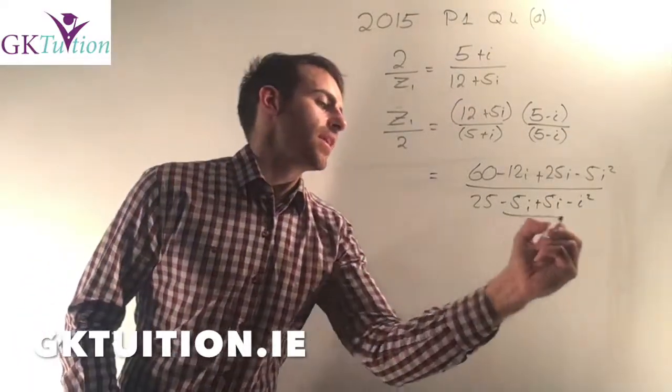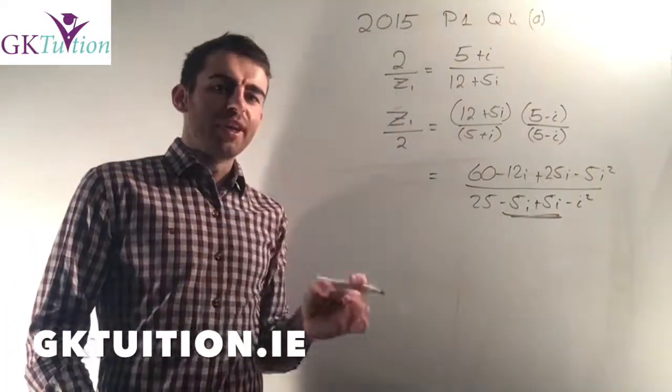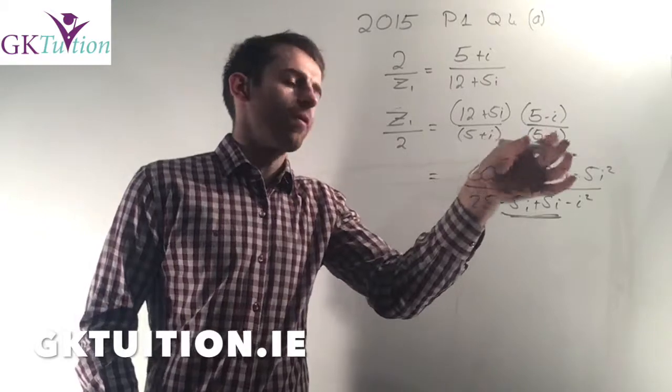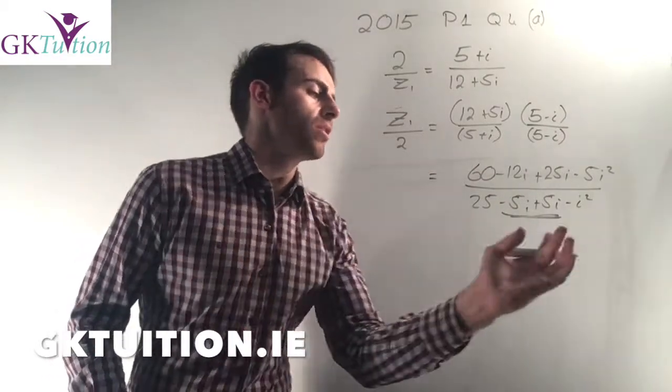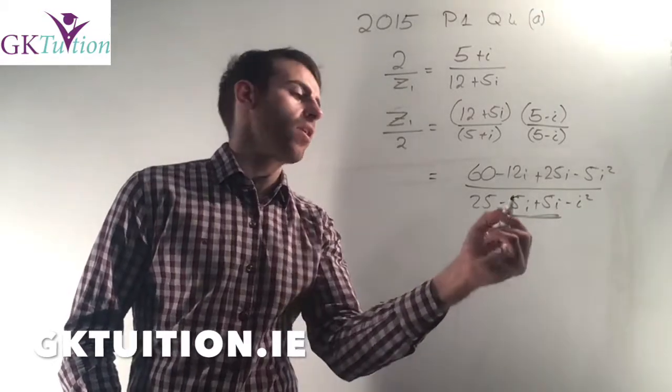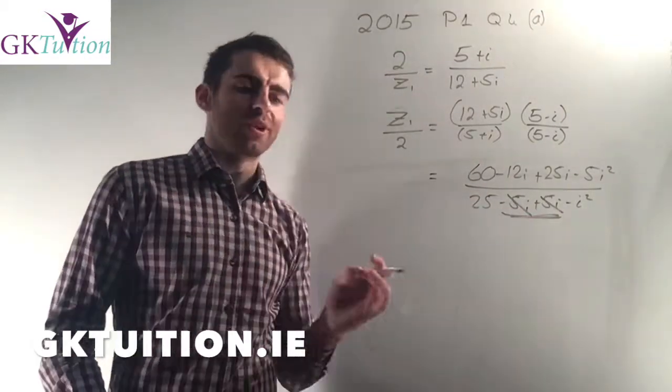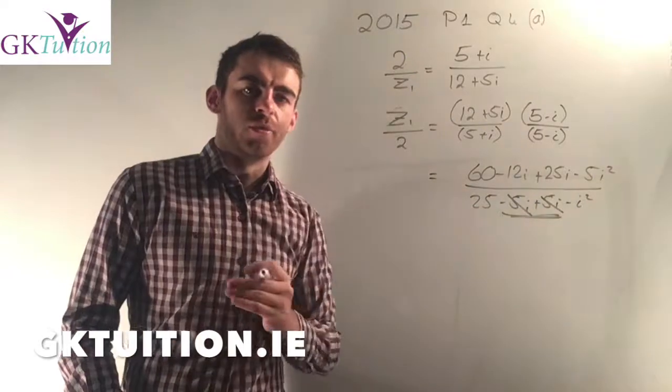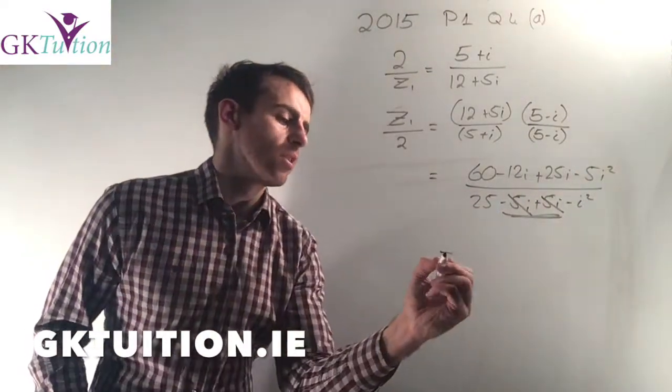Now, this is the important bit. The reason I multiplied 5 plus i by 5 minus i was because I knew that this was going to happen: that I'd end up with a plus 5i and a minus 5i. Or in other words, the imaginary numbers would cancel out and I'd be left with a real number on the bottom of my fraction. So let's just continue on.